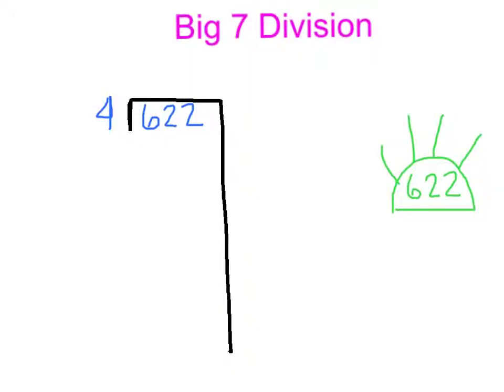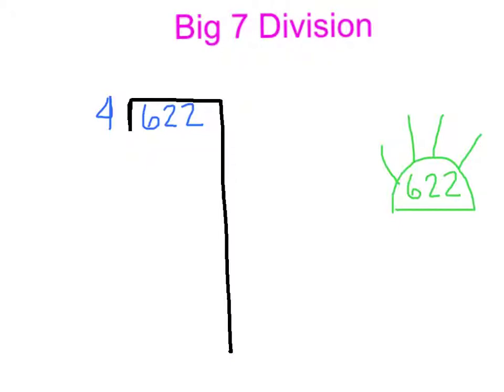We're going to do some Big 7 division today, and you can see I have drawn my Big 7 on there. Big 7 is just a way of organizing the problem. It doesn't have anything to do with the number of steps. It's just that we make a giant 7 when we do it.